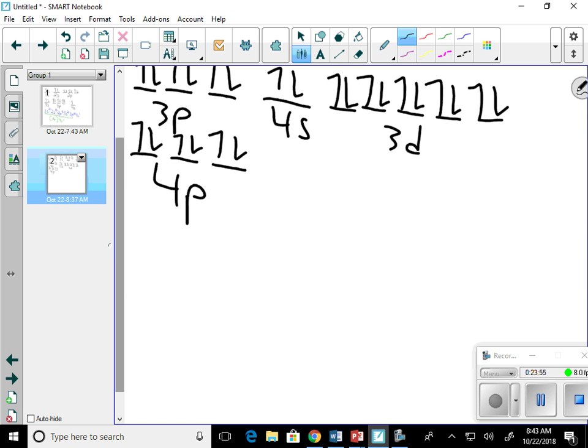Okay, ready? Krypton is element number 36. We're trying to get to element 92. We're not even halfway there. Rubidium and strontium are in the 5s. Up and down.